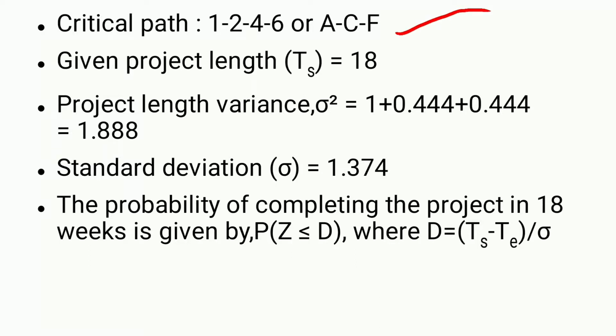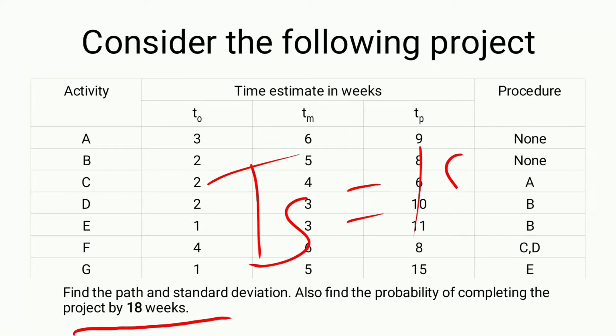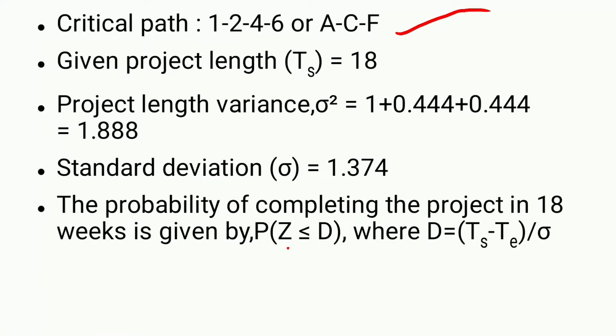Given project length already in the question, he asked us to find the probability of completing the project in 18 weeks. That means here TS is equal to 18. Same we will take here. This is given in the question.